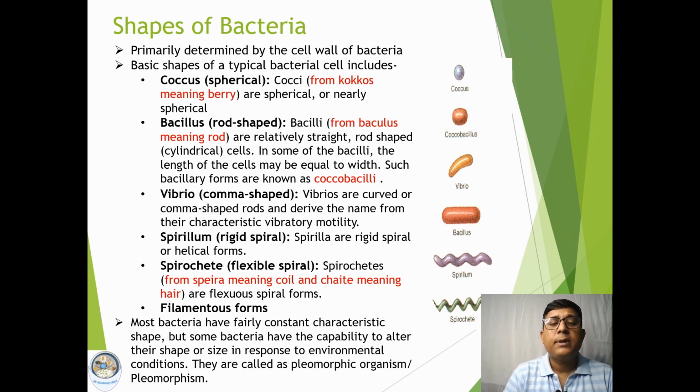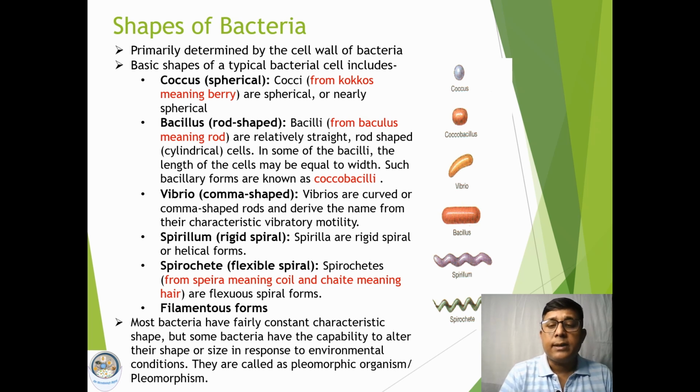Then another type is spirochetes. They are also spiral organisms, but this type of spiral organisms is flexible. They are flexible spiral forms, so they are called spirochetes. Then the last one is the filamentous form. This again gives rise to some forms like fungal forms. So they are called filamentous organisms.